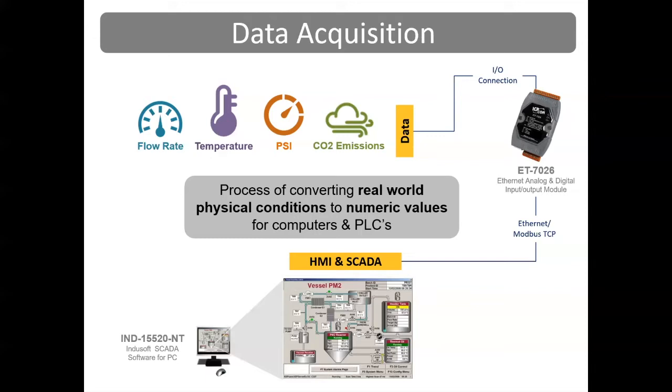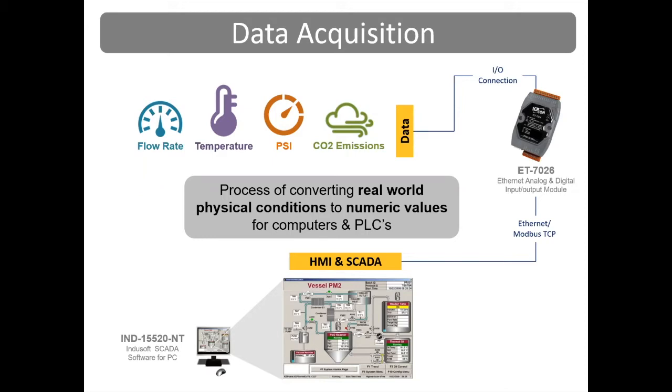Data acquisition modules read values, store them in memory, put the values in a register table, and send data from the registers when requested by PLCs, controllers, or software. The ET-7026 communicates over Modbus TCP over Ethernet cabling, which communicates up to 100 meters and can be extended with an Ethernet switch like our NS205.